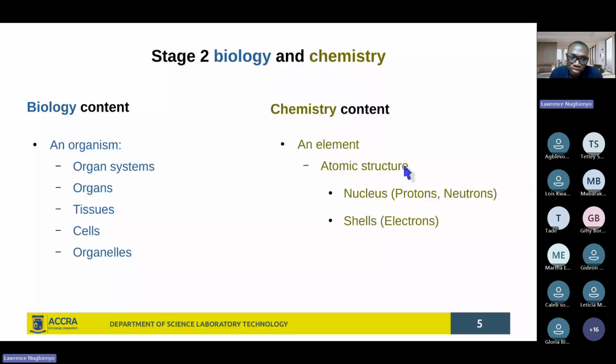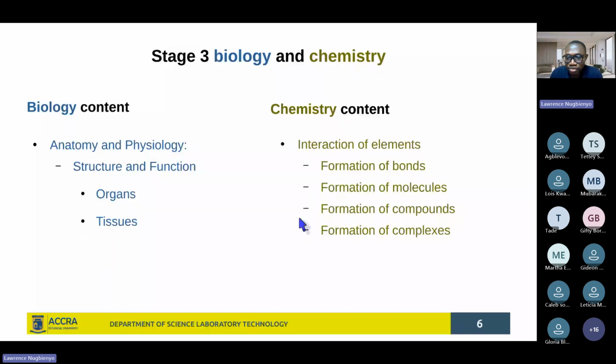Now, when you move to stage 3, here you've gone into advanced biology, advanced chemistry. This time around, you are referring to the biology as anatomy and physiology. And what is anatomy and physiology? Anatomy talks about the structure of an organism, or say the structure of the organs and the tissues that make up the organism. And the physiology is talking about the functions of these organs and tissues.